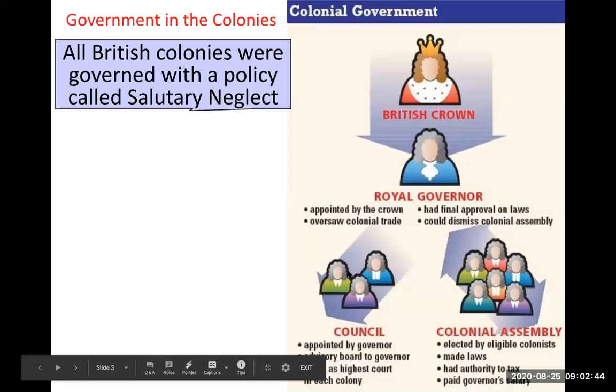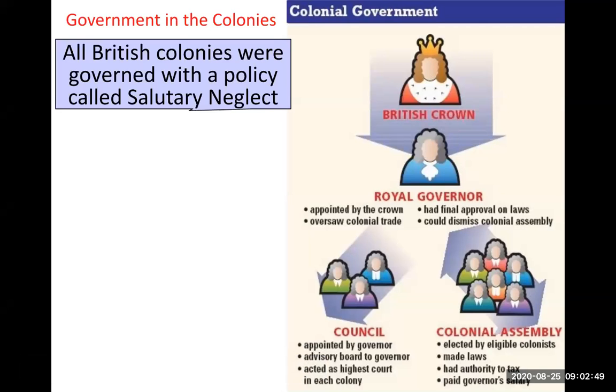So government in the colonies, all of them are governed with this policy of salutary neglect, which should not be new to you because I have said it at least 3 times. I talked about it at the end of my lecture on 1.1, Age of Exploration. I talked about it in my lecture on 1.2 when we talked about the Virginian colonial government. And here I am talking about it again. If I've mentioned something 3 times, that's something to remember. That is an important concept that you need to understand.